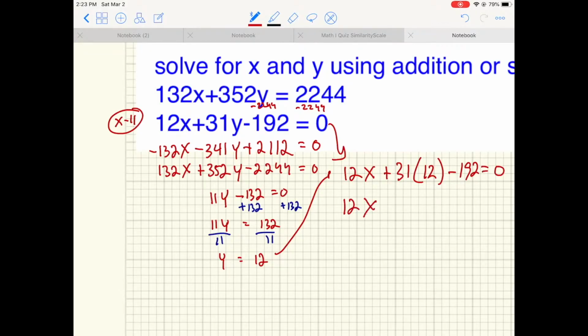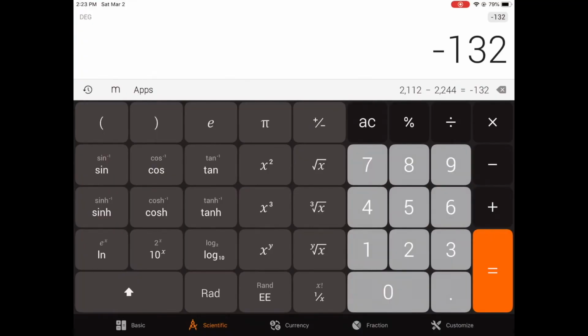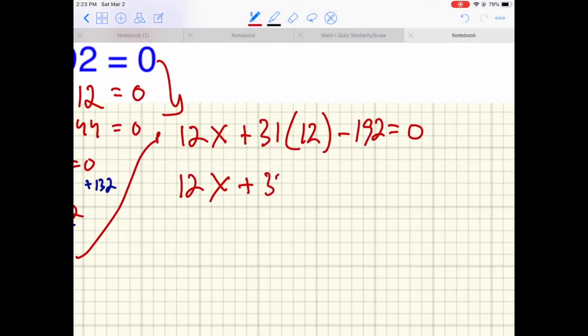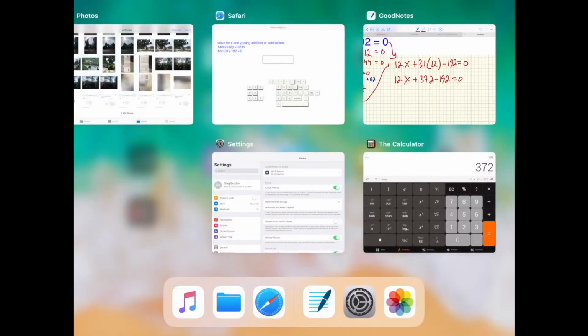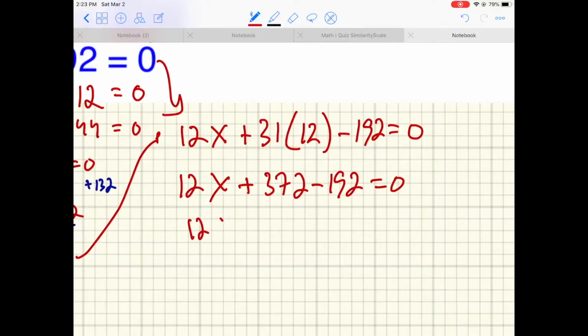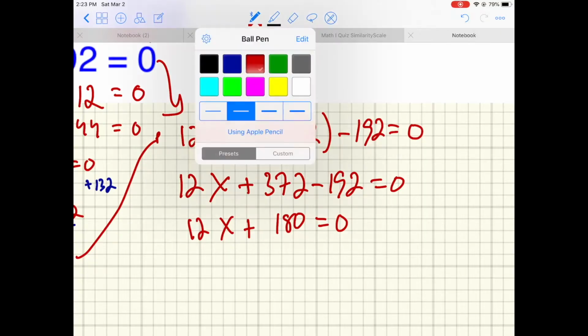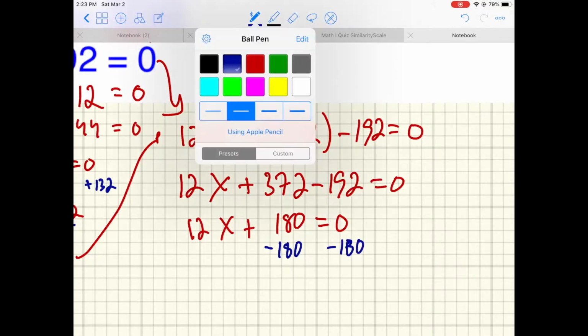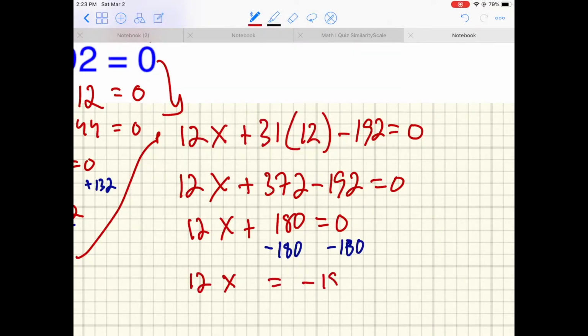So that gives us 12x, 31 times 12 is equal to 372. 372 minus 192 is equal to 0. 372 take away 192 is equal to 180. 12x plus 180 is equal to 0. I'm going to get rid of that 180 by subtracting it from the left-hand side. But if I subtract it from the left-hand side, I also have to subtract it from the right-hand side. We end up with 12x is equal to negative 180.